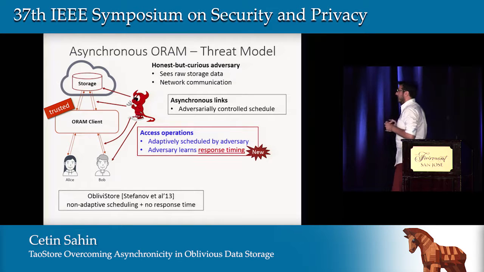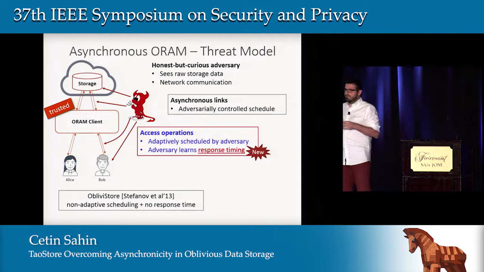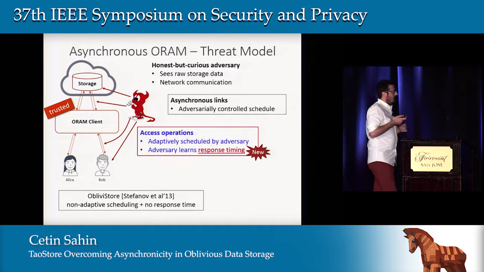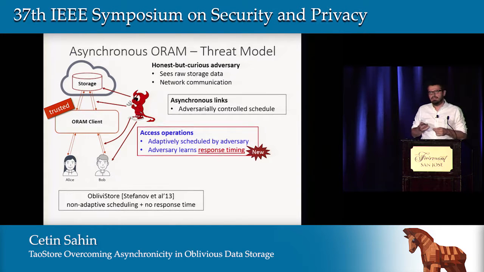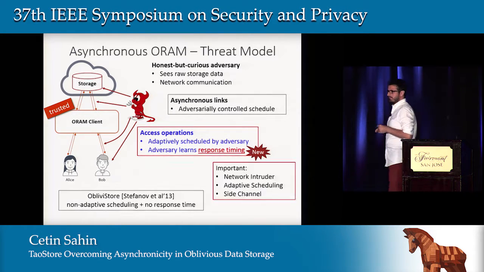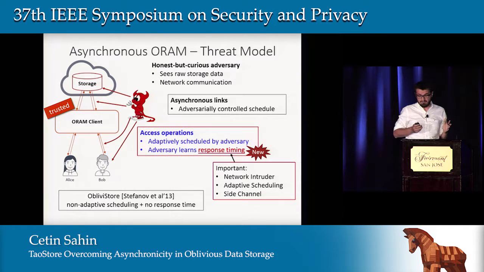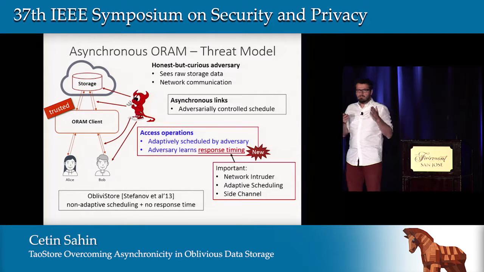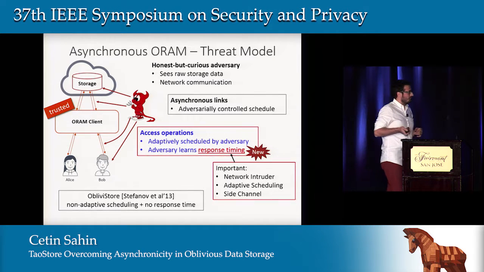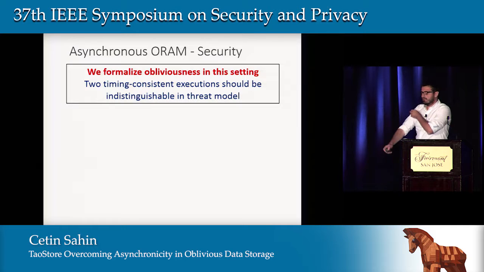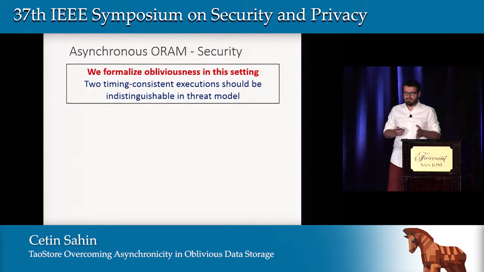The earlier asynchronous ORAM security model was defined in ObliviStore. It is inherently non-adaptive, and it doesn't leak the response time information. However, it is very hard to hide this information. The network might be intruded, or the response to the clients might trigger different behaviors, and there might be a side channel leakage. Therefore, we formalize the obliviousness in this setting.